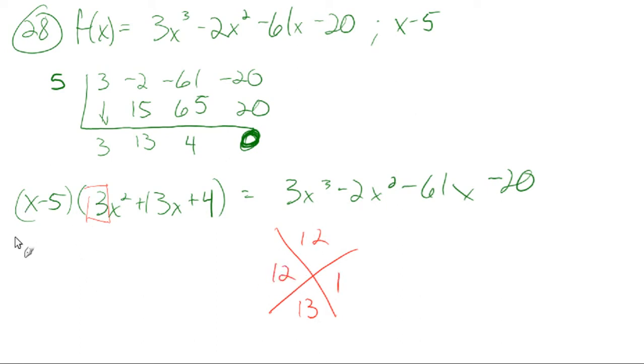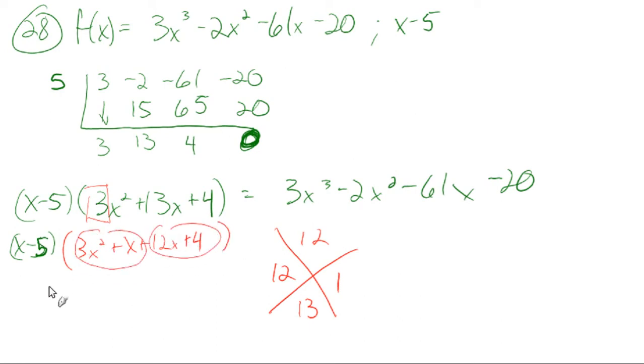So we get x minus 5 times, here's this work we're doing in red, 3x squared plus x plus 12x plus 4. Group these two groups. X minus 5 times, okay, what do these two have in common? Just a simple x. So we get 3x plus 1. What do these two have in common? They have a 4 in common. And we get 3x plus 1, as we know we should get this exact same thing.